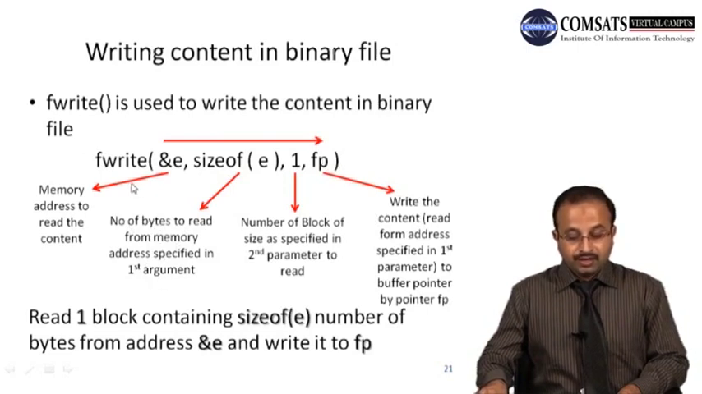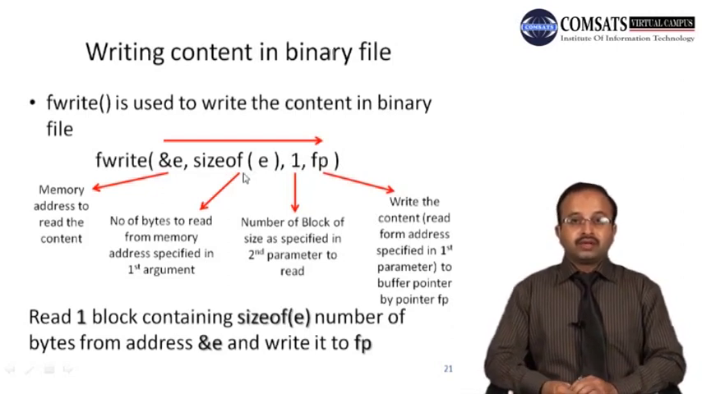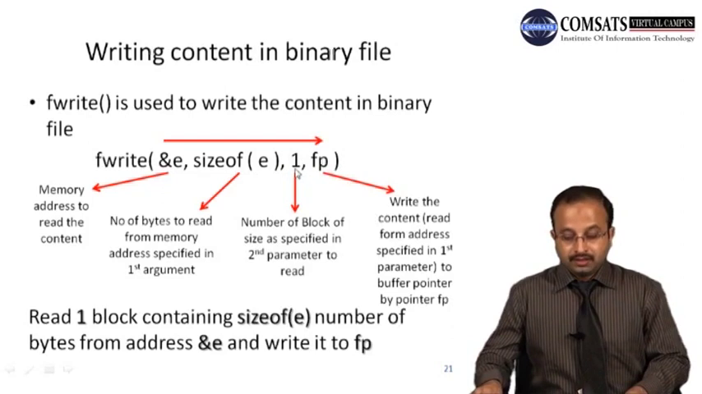यहाँ से कितने bytes read करने, that will be told by the second parameter, and the number of blocks of size as specified in the second parameter to read. इस तरह के कितने ब्लॉक रीड करने, इस साइज के जो सेकंड आर्गुमेंट में आप बता रहे हैं उस तरह के कितने ब्लॉक्स रीड करने हैं, उस तरह के आपने वन ब्लॉक रीड करना है, ठीक है. And where to write the content, to the buffer pointed to by the pointer fp.